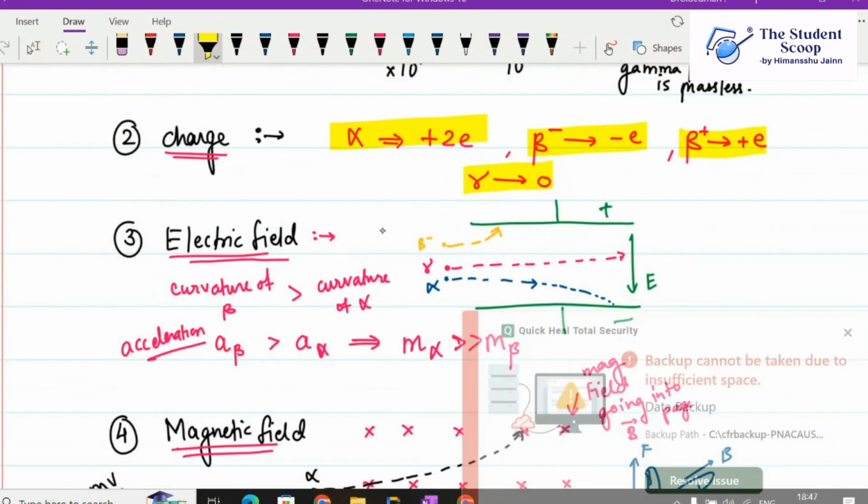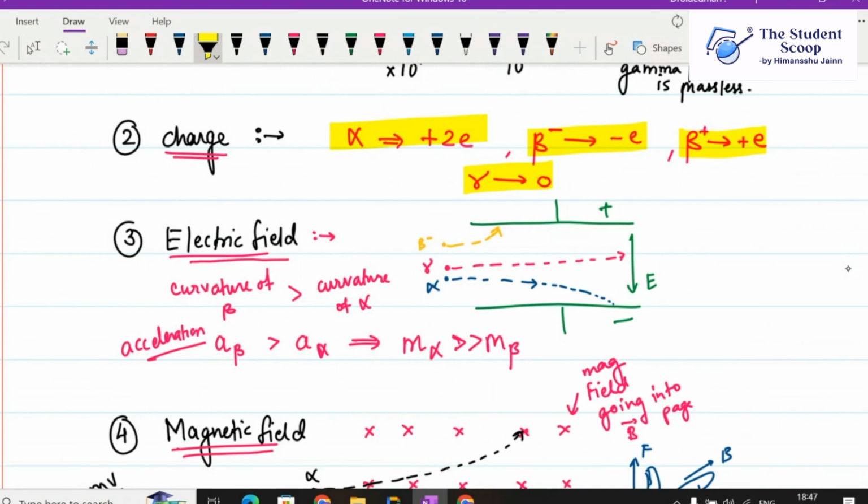Then there is an electric field. What is the effect of the electric field? Imagine there is a positive and negative plate. Now what will happen? A beta particle will accelerate upward to the positive plate, while the alpha particle, being positive, will be attracted to the negative plate, and the gamma particle goes undeviated. Correct? Now this is very simple, but the more important question here is, what will be the radius of the curvature? We can see that the radius of the curvature of the beta particle is greater than the radius of the alpha particle. And why is that?